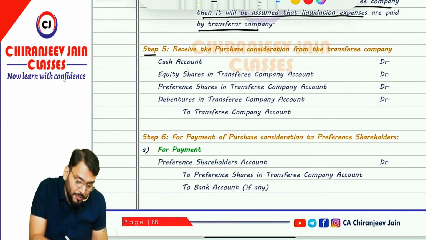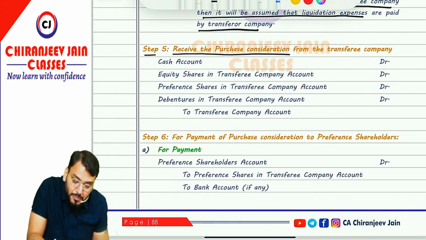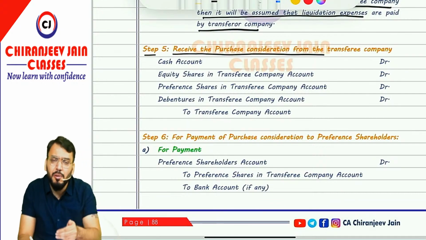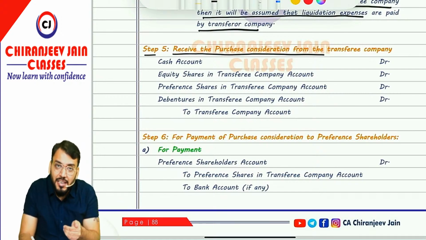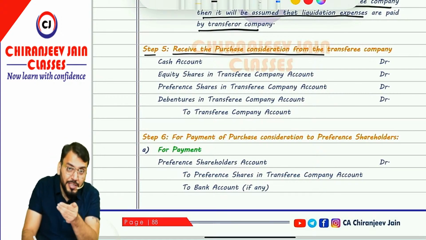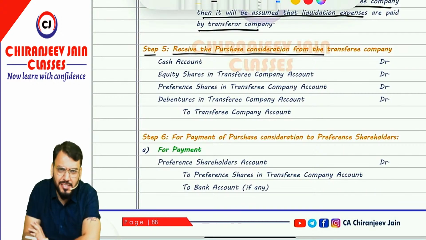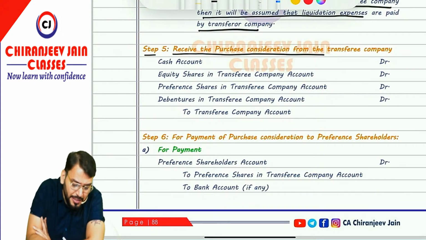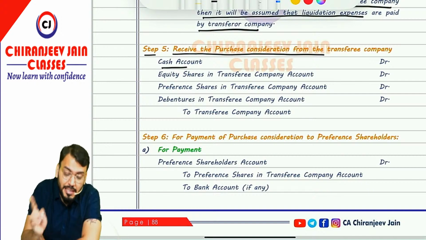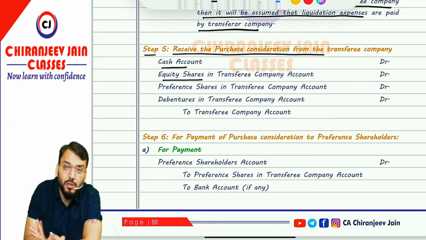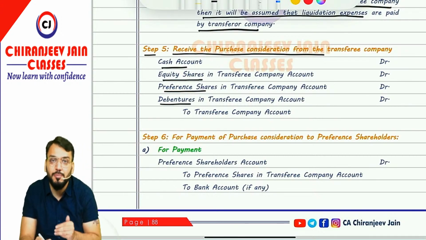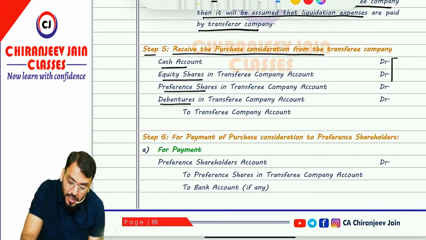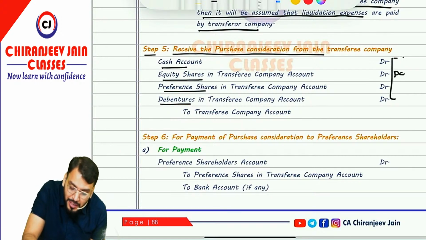Step number 5 is what? Now we receive PC from the transfer company. Now can I say whatever PC was due in step number 2 will be realized? Correct? Will be realized from the transfer company. So whatever we receive, PC can be received in the form of cash, equity shares of the transfer company, preference shares of the transfer company, or debentures of the transfer company, as per the working note of PC.